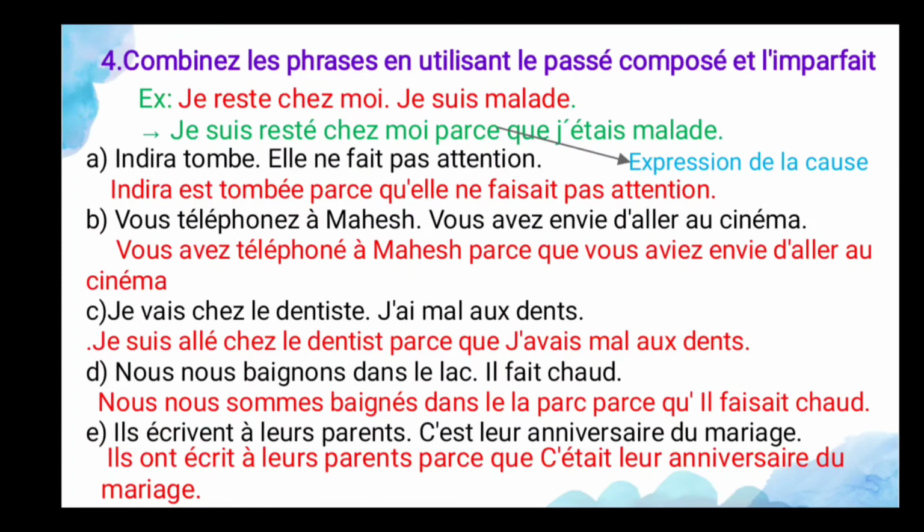And next, je vais chez le dentiste. J'ai mal aux dents. So what is the verb? Aller. Aller is one of the 16 verbs. So you have to use the être conjugation only. So je suis allé chez le dentiste. I went to the dentist parce que, because j'ai mal aux dents. J'ai mal aux dents means what? My teeth hurt. So for that purpose only I went to the dentist. So j'avais mal aux dents. So one you have to write in the past tense and the other sentence you have to write in the imperfect tense.